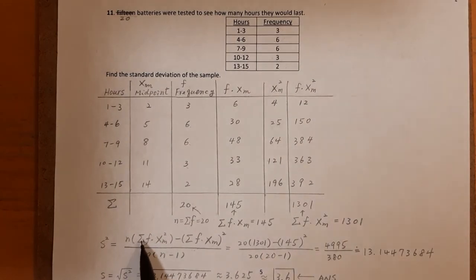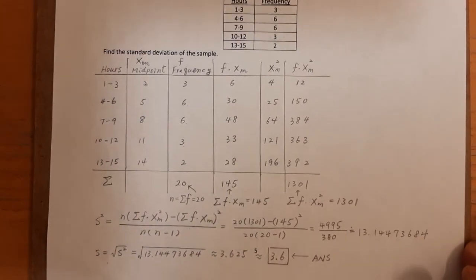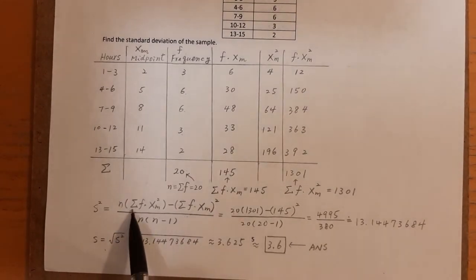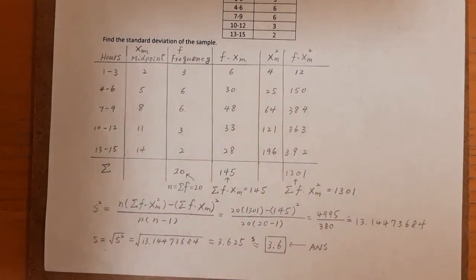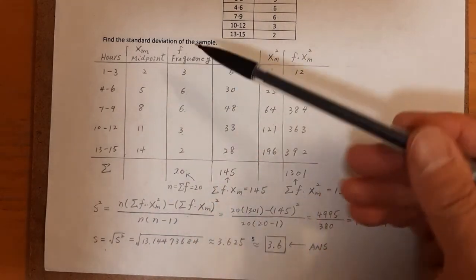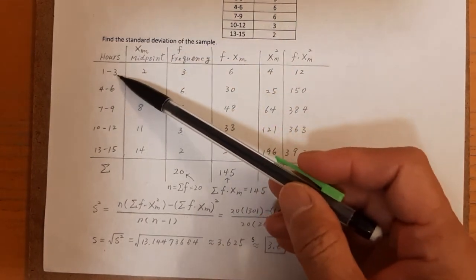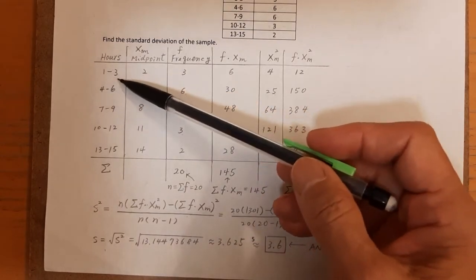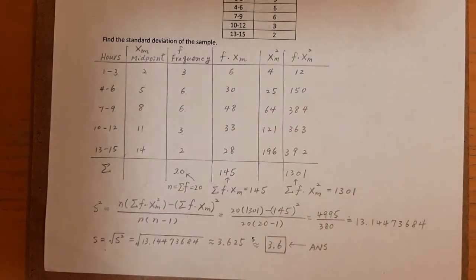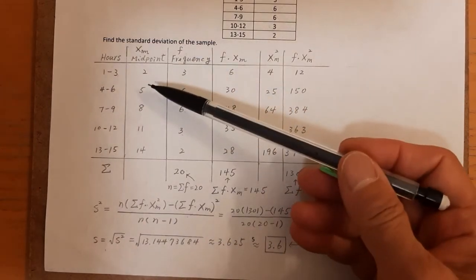Here we need to figure out, in this formula, N is 20, and the formula is summation of frequency times xm. xm is the midpoint, so we have to figure out the midpoint. The midpoint between 1 and 3 hours: 1 add 3 is 4, divided by 2, the average, the midpoint is 2.